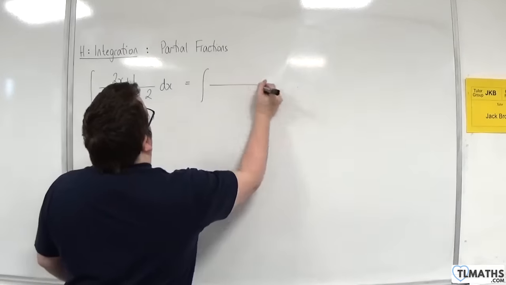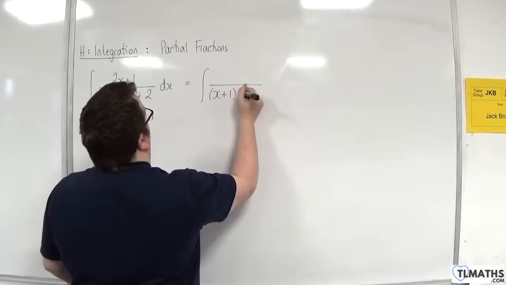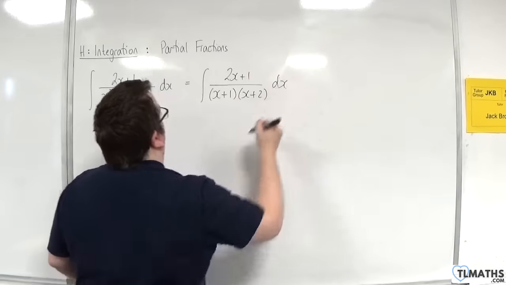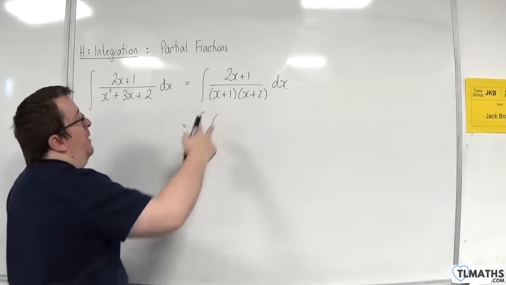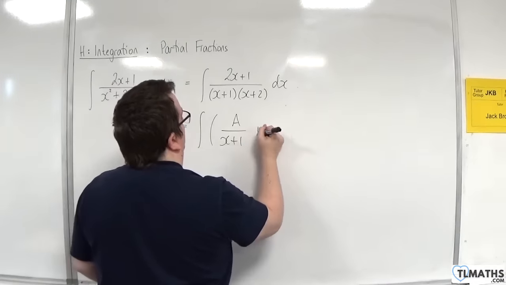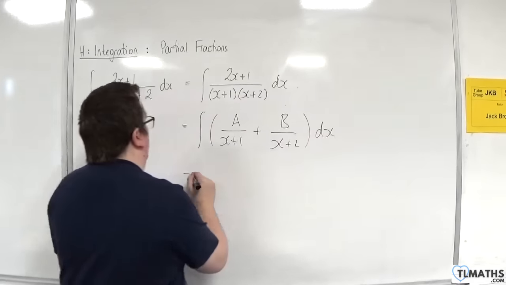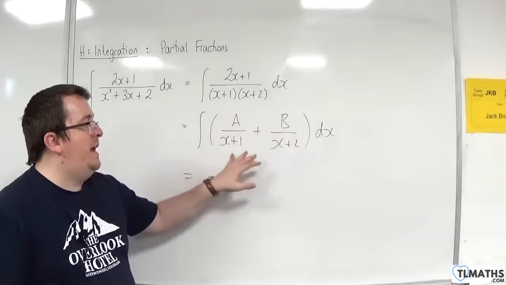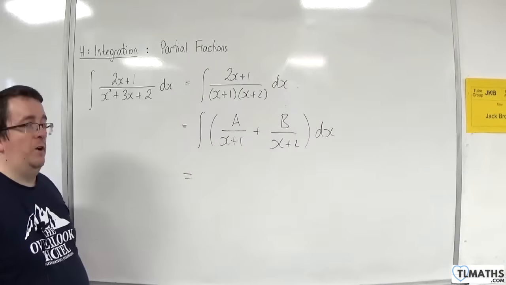So then you want to factorise the denominator. That would be x plus 1, x plus 2. And then the 2x plus 1 over x plus 1, x plus 2, you'll be able to write as something over x plus 1 plus something over x plus 2. And then you're going to be able to integrate that. So you need to work out the values of a and b first, and then integrate, and that will answer the problem. So that is where you'll need to use partial fractions.